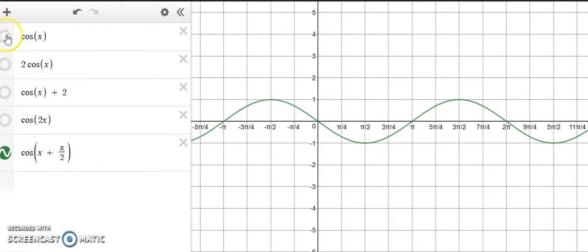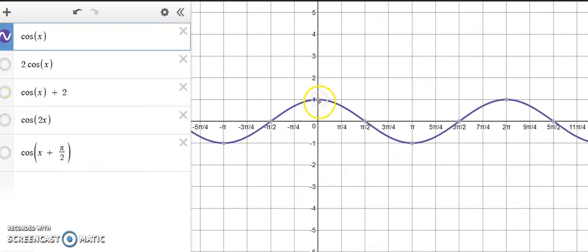Okay, so there are our examples with the cosine graph. The shifts work exactly the same. You're just starting from a different starting point, a different basic graph, but similar in shape and how it works.